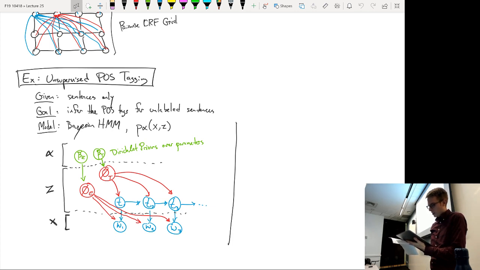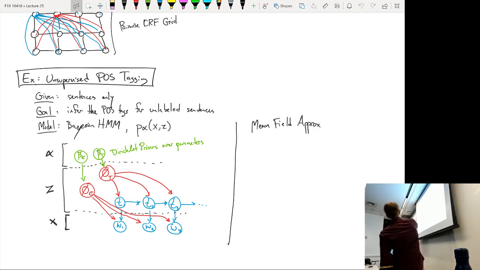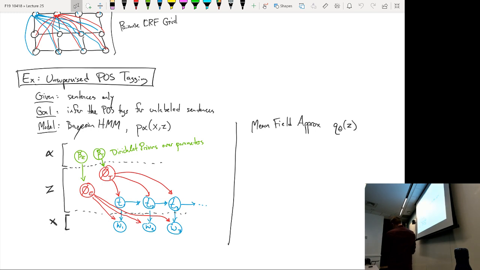And so the mean field approximation here is going to be some distribution over just the z's, right? So that's, let's say, q sub theta of z. And what this will look like is we're going to have the parameters phi e and phi t. And then we're going to have t1, t2, and t3 here. And they're all going to be independent.